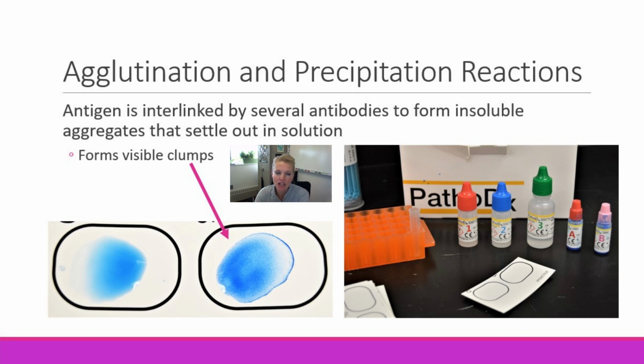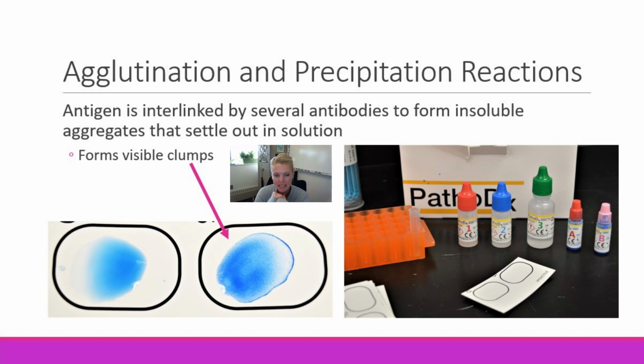Agglutination and precipitation reactions are named so because what we're looking for is agglutination or clumping of antigen and antibodies together and then coming out of solution. So that's where the agglutination and then precipitation, right? The falling out of solution.